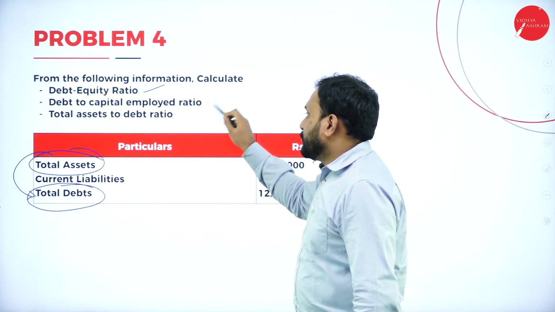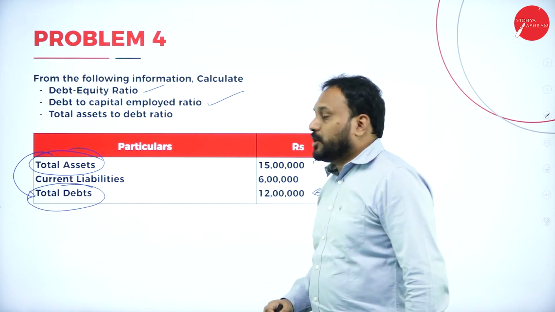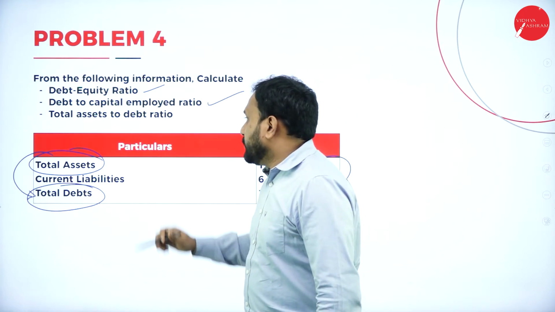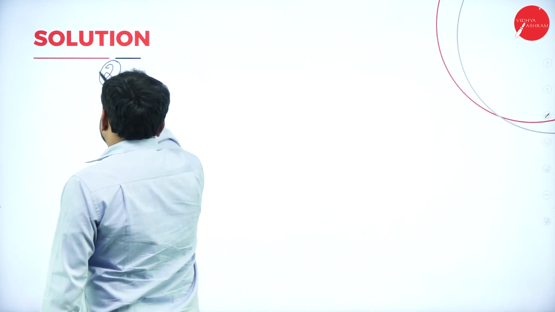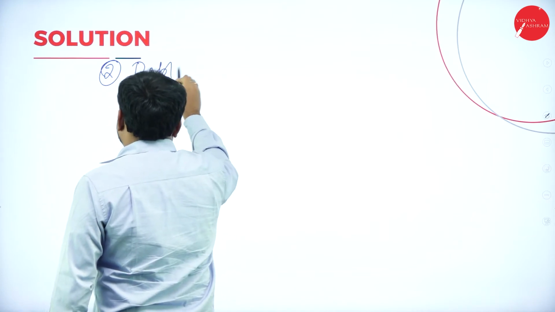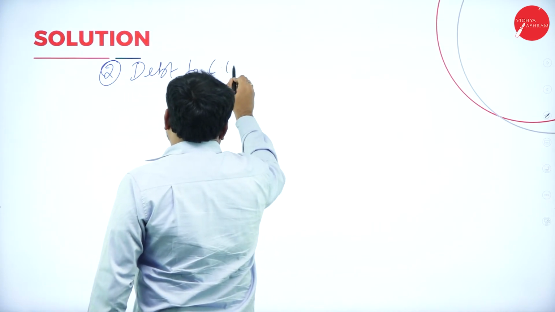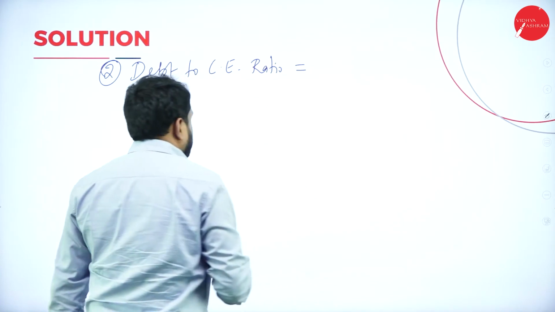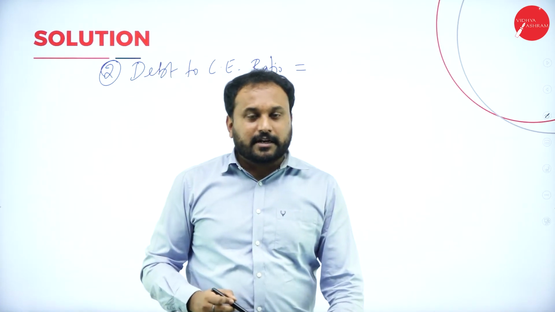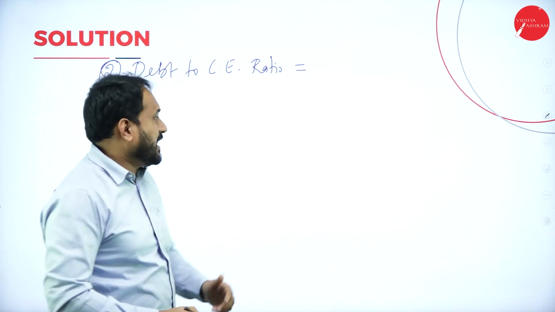Now we are supposed to go with the second one, debt to capital employed ratio. Debt to capital employed ratio is equal to. Now how to remember the formula? I told you, right? Mushroom, Manchuri, same.